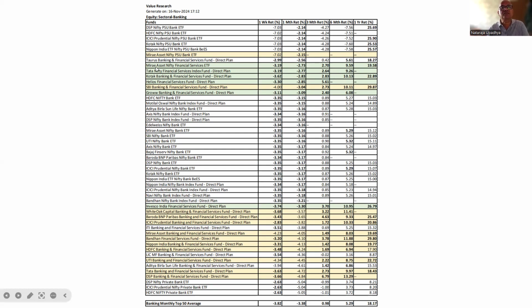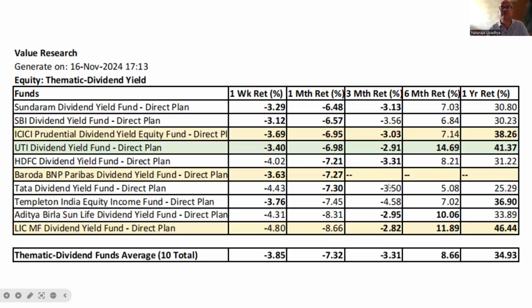Others in green are Mirae Asset Nifty Financial Services ETF, Tata Nifty Financial Services Index Fund, Helios Financial Services Fund, Groww Banking and Financial Services Fund, UNESCO India Financial Services Fund. Actually, yeah, that one has 26.79. I would say UNESCO India Financial Services Fund has the highest annual return among the green ones.